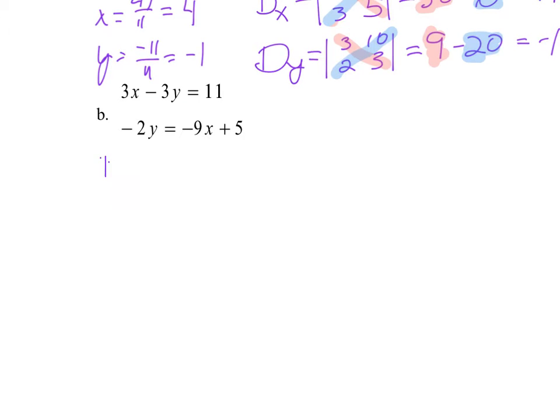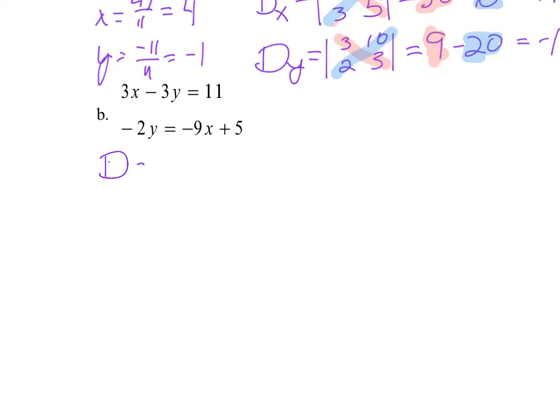D is 3, negative 2, negative 3, negative 9. Negative 3 times negative 9 is negative 27. Minus negative 2 times negative 3 is a positive 6. This becomes negative 33. D sub x. Oh, foobar. I'm sorry. Okay, hang on.